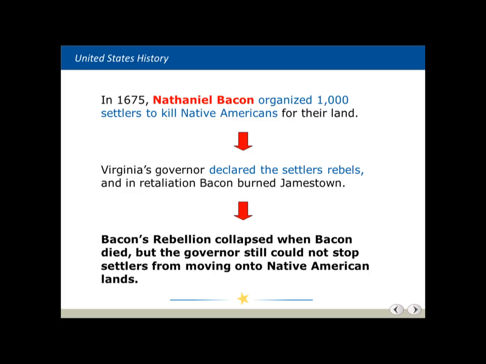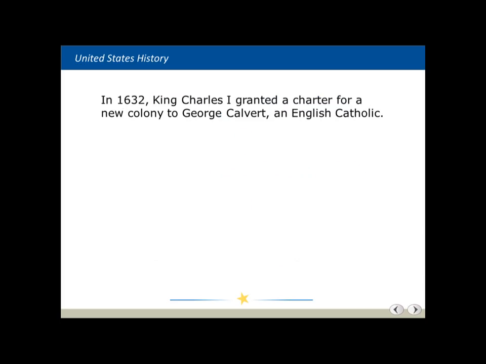Now, we're going to do a map activity in class. It's going to better explain what I mean by a fall line. But there's a lot of fighting over land here.